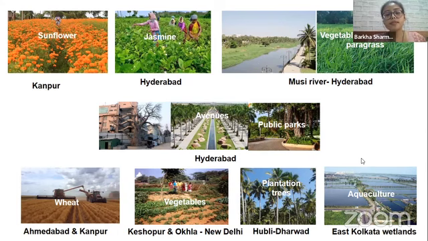Overall, we can say that industrial wastewater can overcome the problem of water scarcity to some extent with these kinds of examples.